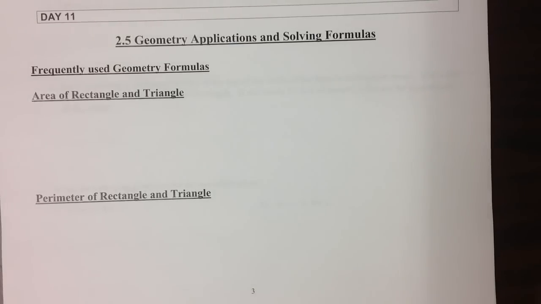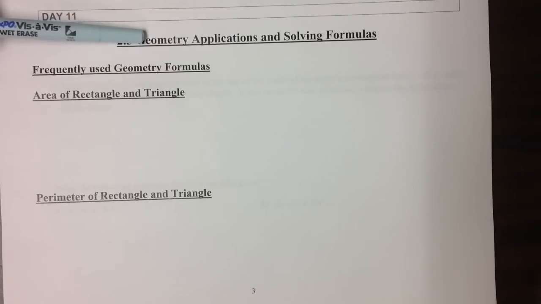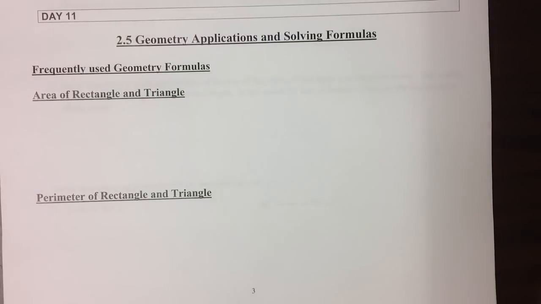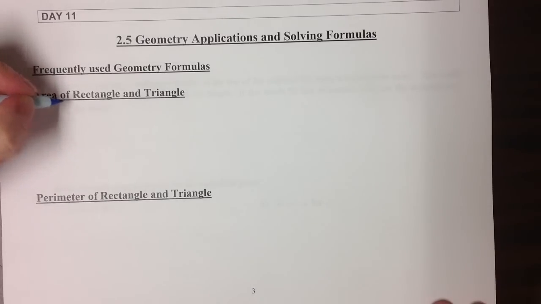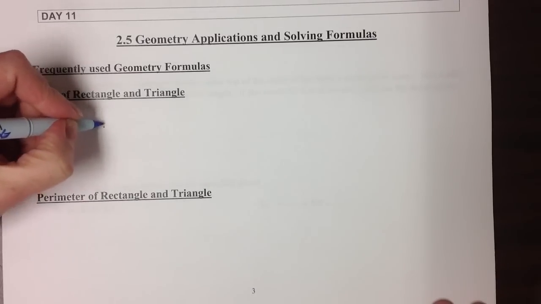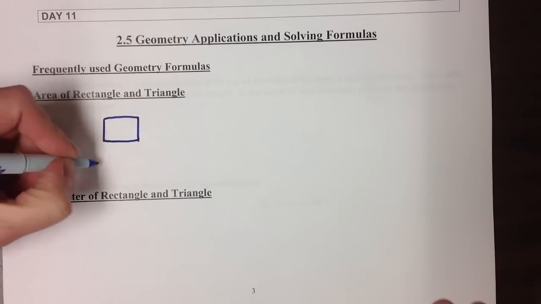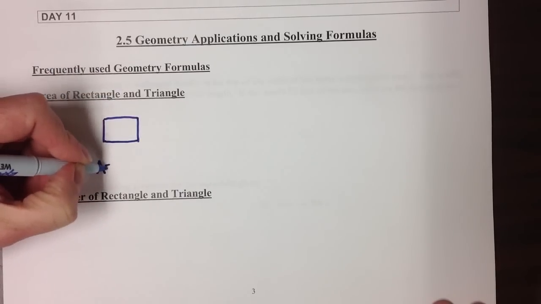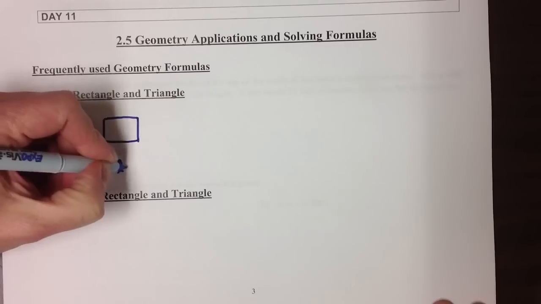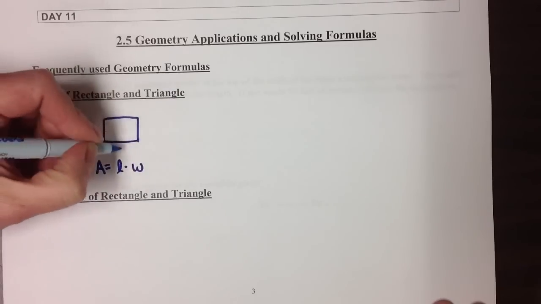This next section looks at two skills that we're going to be working on: geometry applications and solving formulas for a specific variable. So some frequently used geometry formulas that we're going to see are ones for the area of a rectangle and a triangle. So when we want to find the area of a rectangle, area is equal to the length times the width.